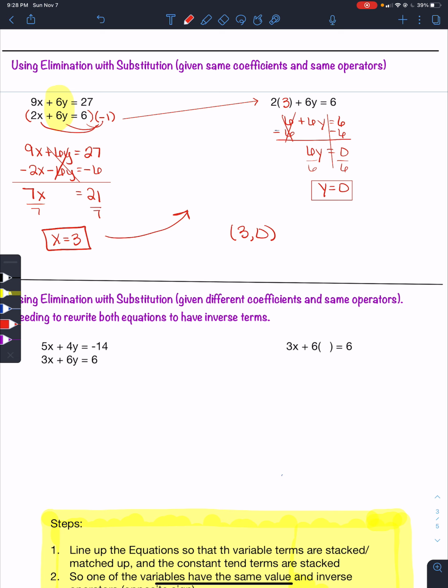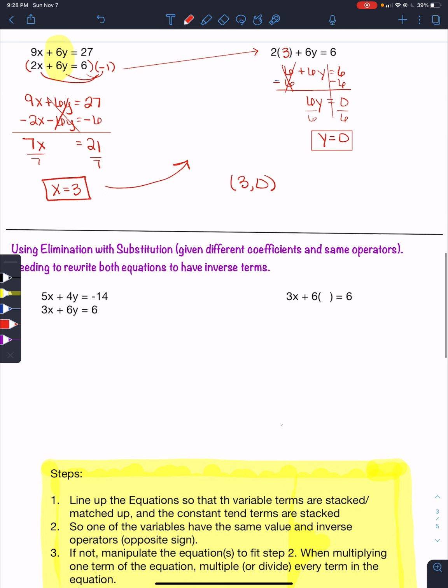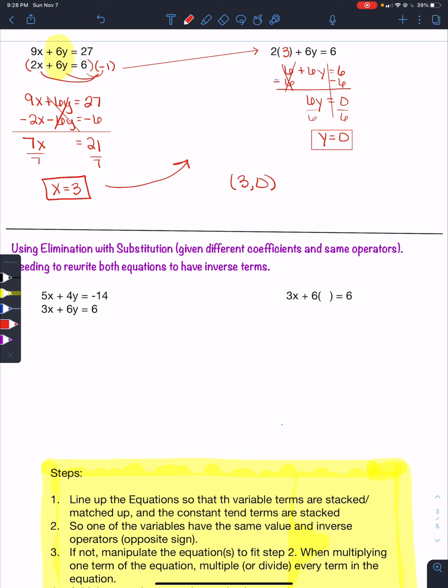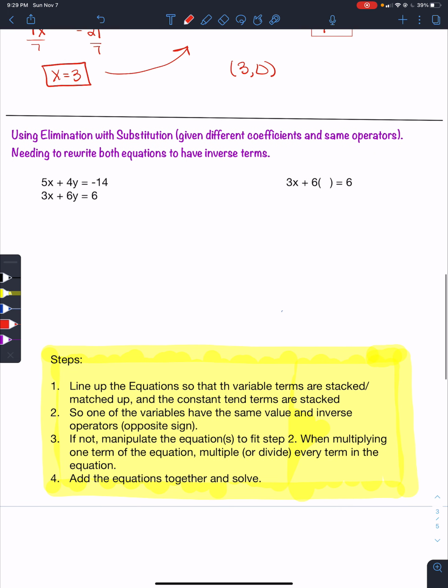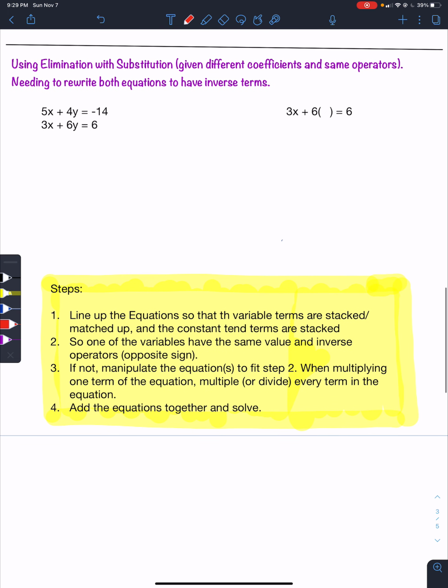Okay. All right, one more example. This time we are going to be using elimination with substitution. We are going to be given two different coefficients and the same operators. So in this case, we need to manipulate both equations so that we can get them the same coefficient and opposite operators. Okay. So I noticed that the x's, they don't have the same coefficient. Looking at the y's, they don't have the same coefficient. They're all positive, so none of them have opposite operators.